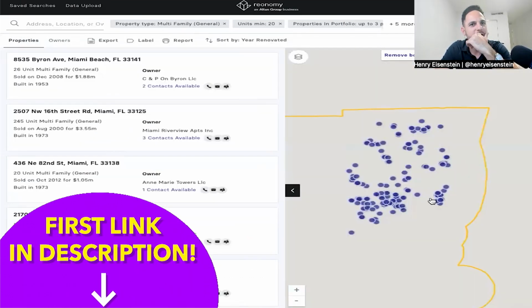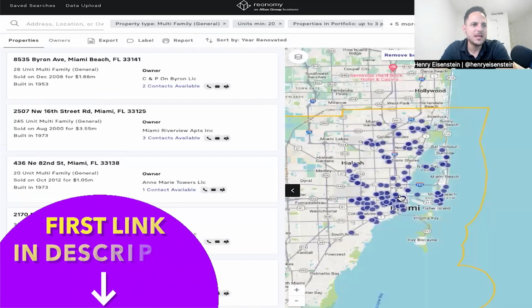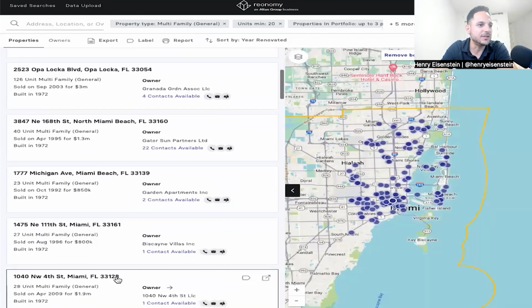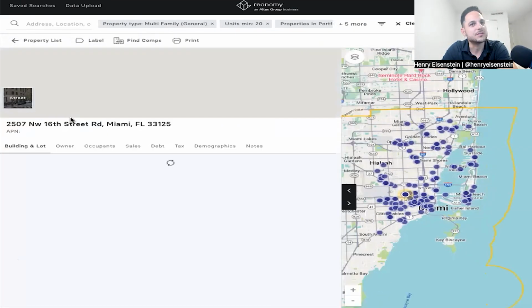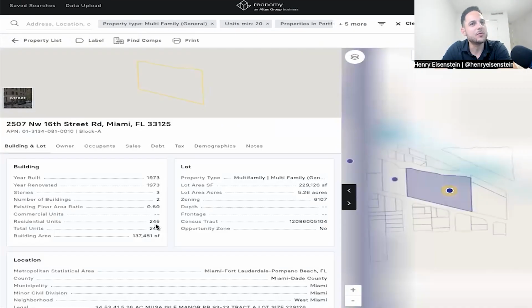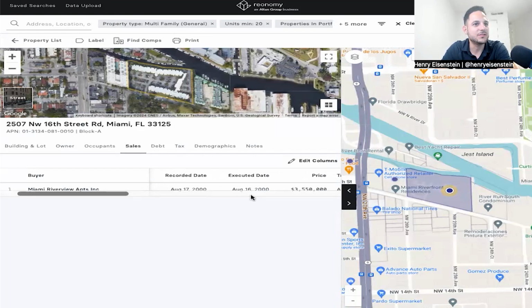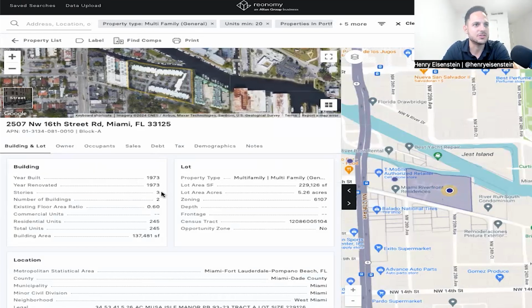If you go back to the property list, I'm trying to find a very large multifamily. The point is, if you're looking at a 200 unit deal in this market, which I think here you go, 245 units. Let's just click on this one real fast. 245 units. Okay, so that's the most recent sale of $3.5 million. So they probably bought the dirt and then they developed it since 2000. This is just my assumption based on the current situation. Even though it says built in 1973, I don't think that's accurate.